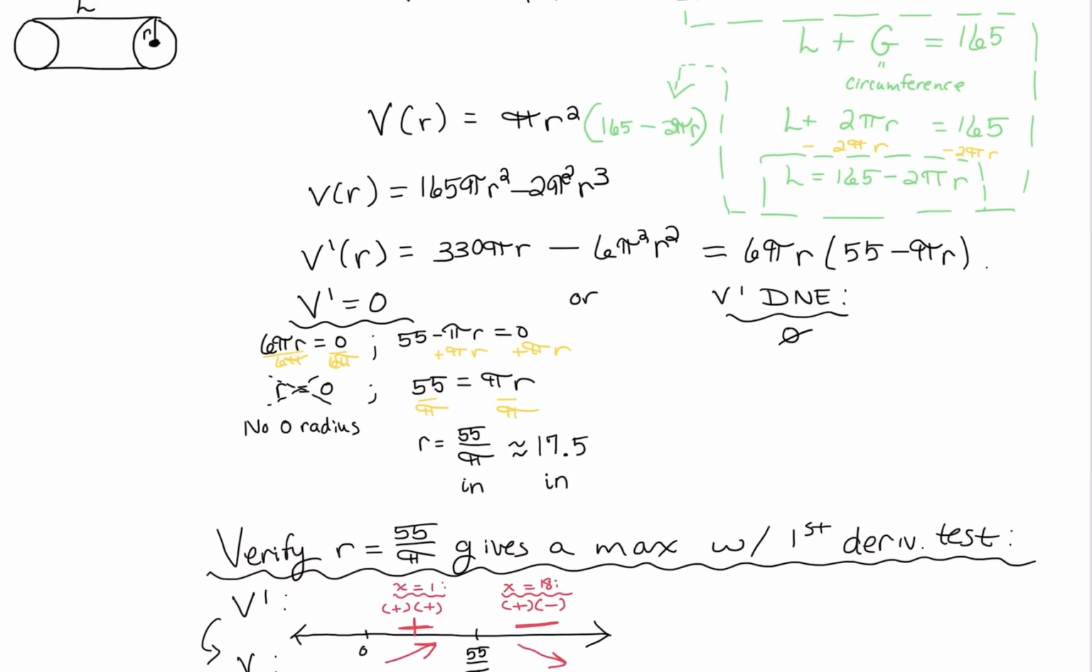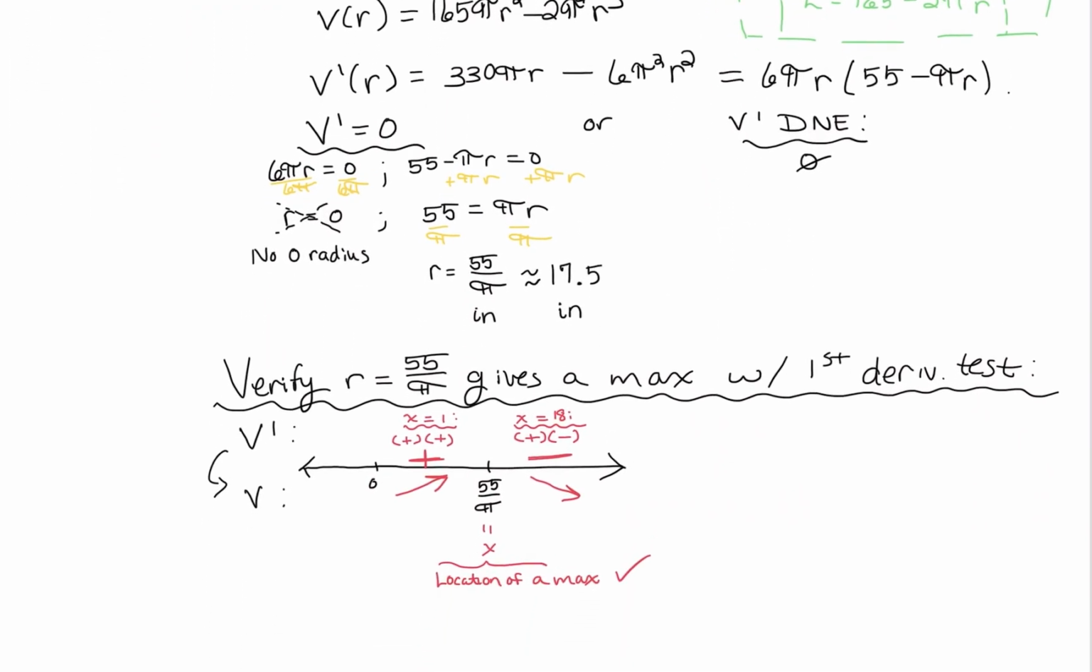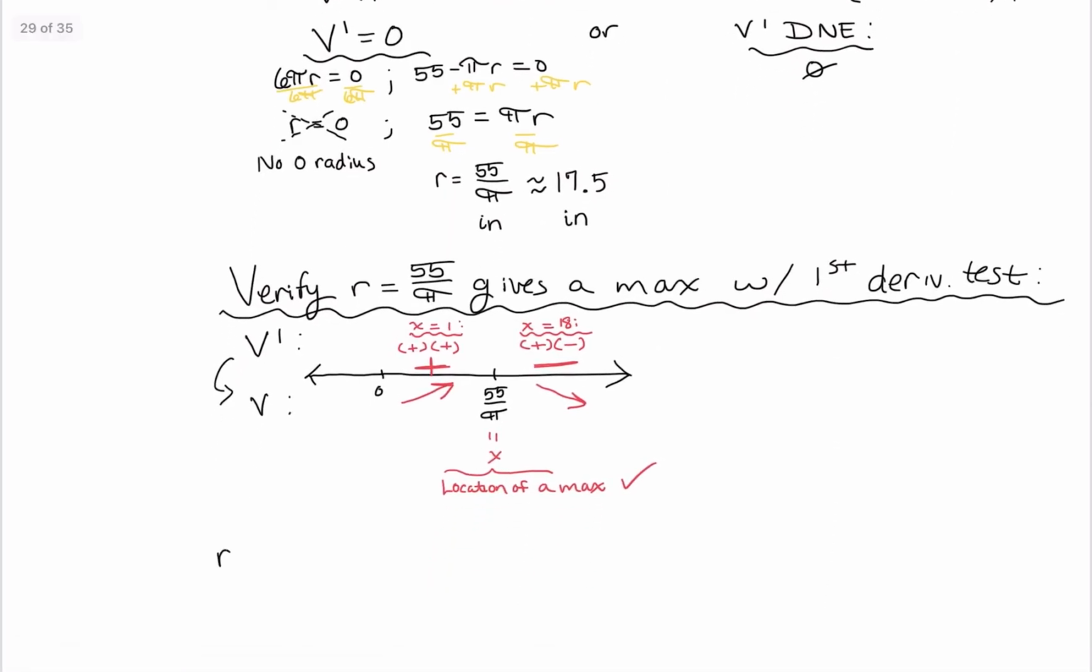Now let's go back up and see exactly what questions we're supposed to answer. And in this case, it's the dimensions. So that means the radius and the length. Sometimes they may ask you for what's the actual max volume, in which case you would just sub this back into the volume function. So we already know one of the dimensions. So we already know that your radius is the 55 over pi inches.